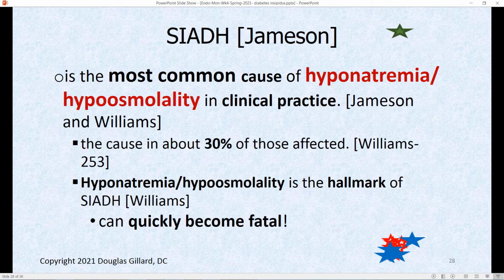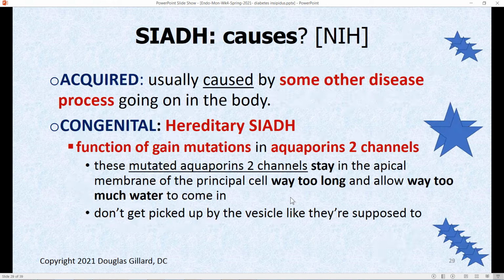There's 4 different types. We're not going to get crazy into the weeds on this one because it's pretty rare. Some fun facts about it. It is the most common cause of hyponatremia in clinical practice. Around 30% of those who come in with hyponatremia have SIADH. And that's the hallmark, hyponatremia, or hypoosmolarity. It's the hallmark of this condition, and it can become fatal.